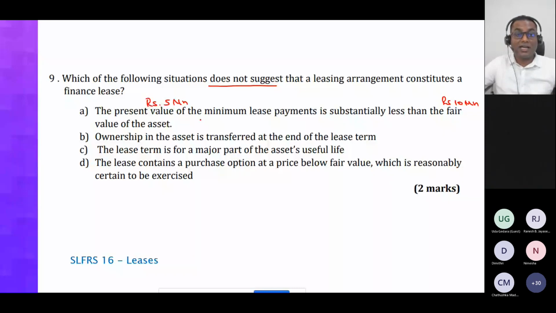Risk and rewards are retained by the lessor. This is not a finance lease. Let's look at the rest as well. Ownership of the asset transferred at the end of the lease term, finance. Lease term is for major part of the asset's economic life, finance. Lease contains a purchase option at a price below the fair value. There's a purchase option, it is below the fair value, which is reasonably certain to be exercised. Finance lease. So what is the answer? Answer A. That is not an indication of a finance lease. Yet again, I believe that you understood. Hope you are clear.